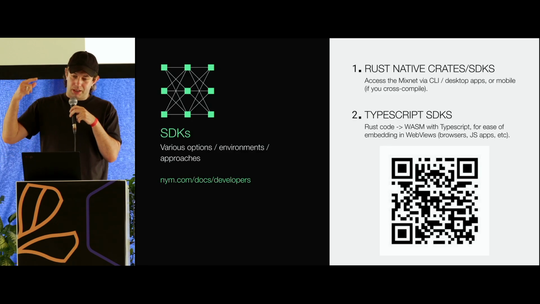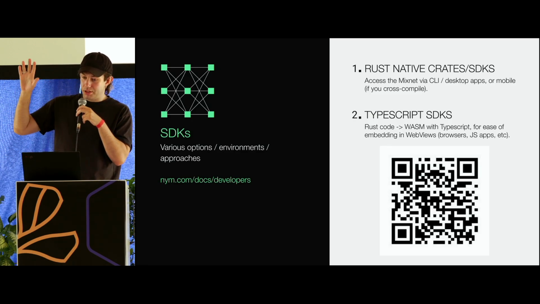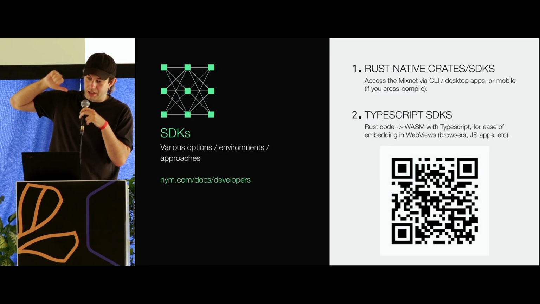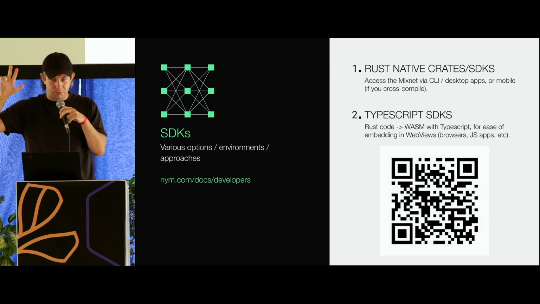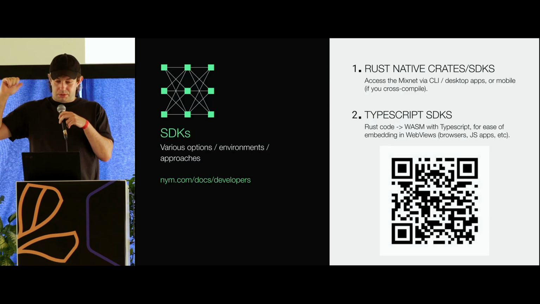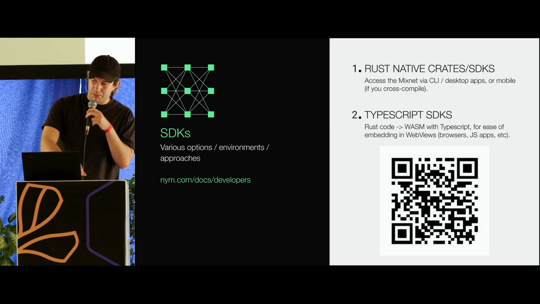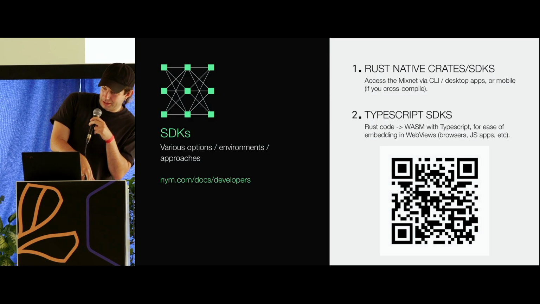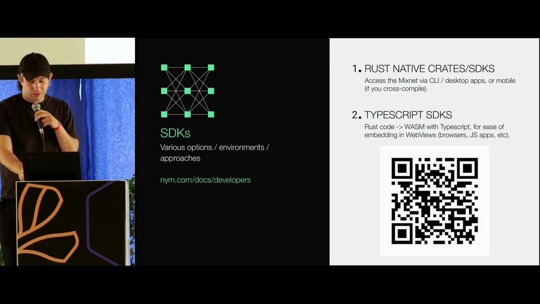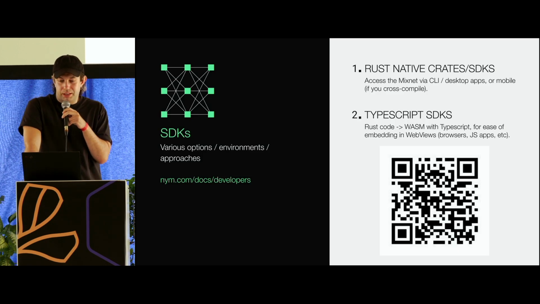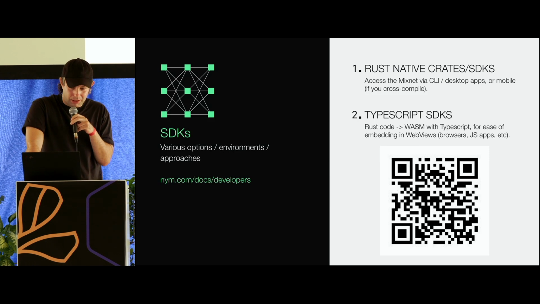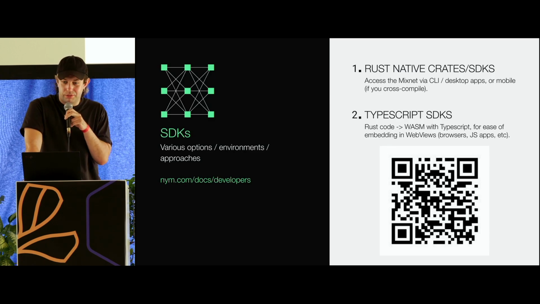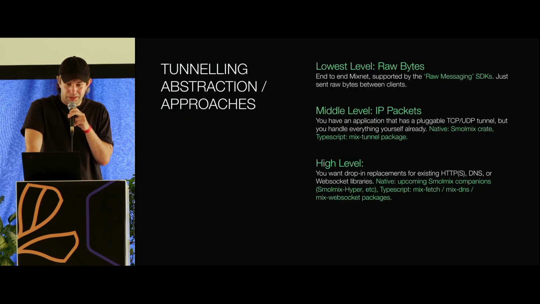We have two types of SDKs. We have the Rust native ones, or Rust native crates and SDKs. So this is for your CLI apps, your desktop apps, or mobile, if you want to cross-compile for it. We also have the TypeScript SDKs, which is basically just TypeScript bindings around a bunch of WASM blobs that I've made from our Rust code. And this means, which is the stuff that I'm going to be demoing for you, you can basically embed your Mixnet client so you can access the Mixnet from anything that has a web view, so browsers, JavaScript apps, all of this kind of stuff, without leaking all of that important metadata to those things.